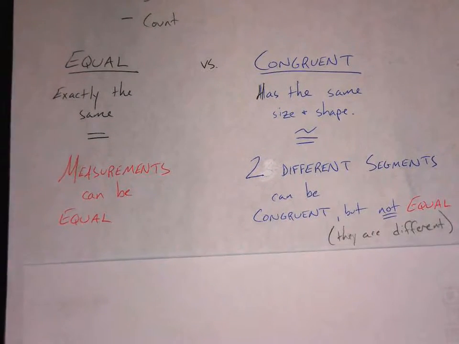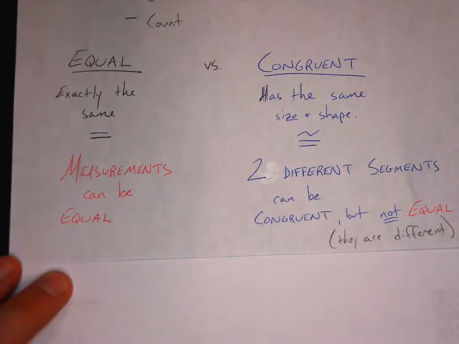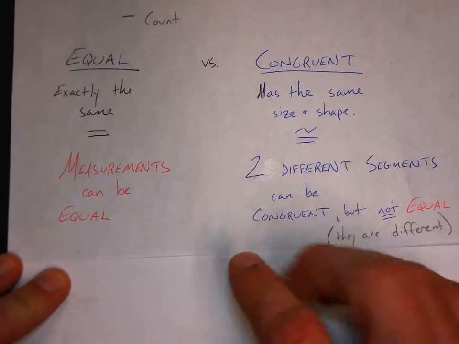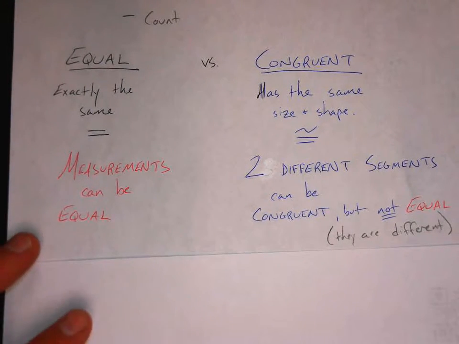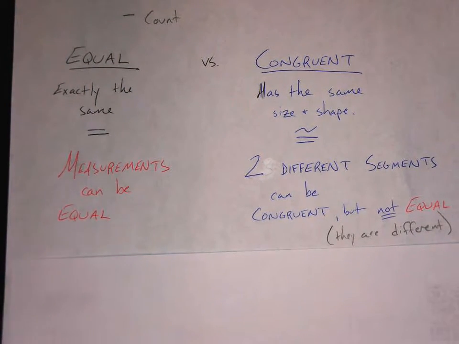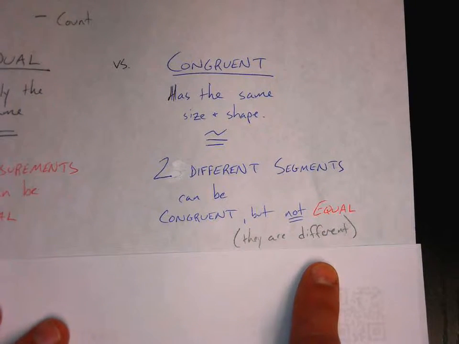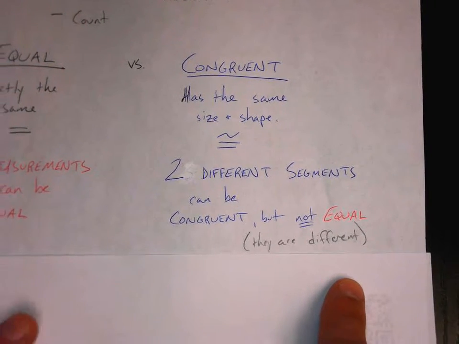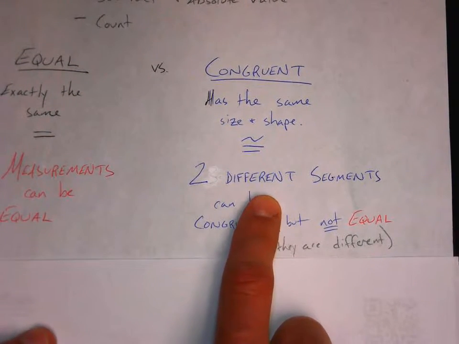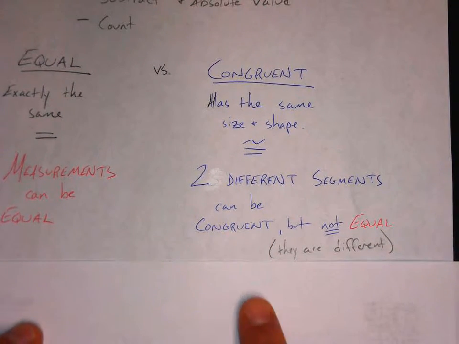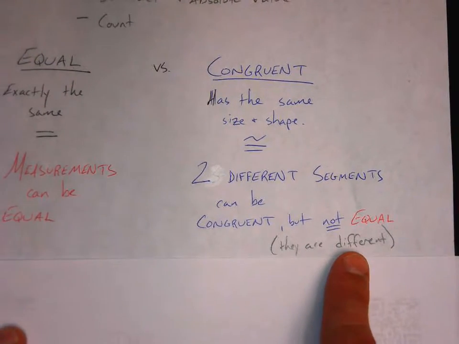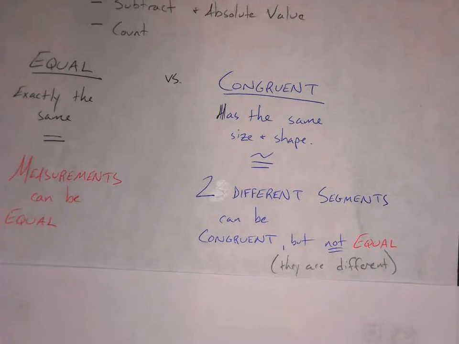So here we go. Now, measurements. Measurements themselves can be equal, right? 2 inches can be 2 inches wherever in the world it is. Okay, so measurements can be equal, no doubt, right? 2 inches is 2 inches no matter what. Now, different shapes are not equal, they can be congruent. Okay, so 2 different segments, in this case line segments, can totally be congruent. They can have the same measure, but they are not technically equal. They're not equal because, like we said, they're different. It's a very challenging concept.